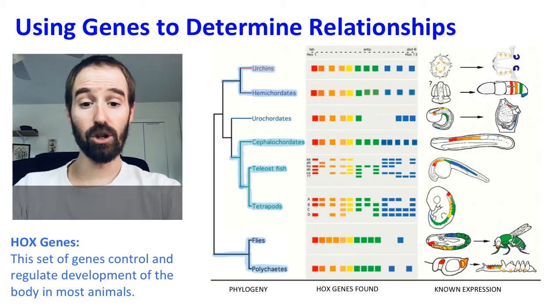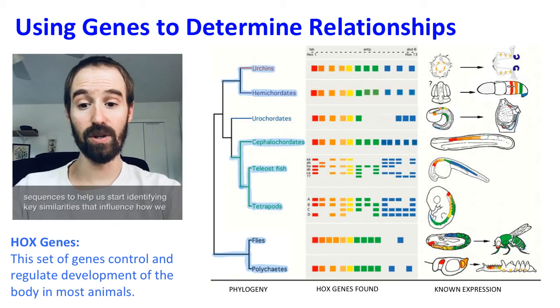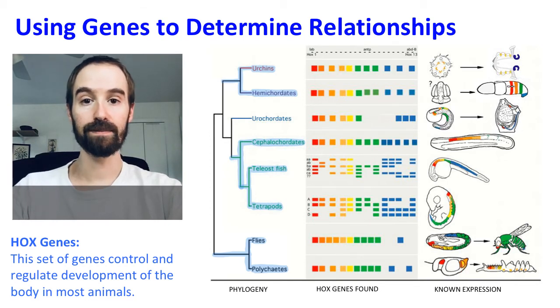Just like we did with derived characters, we can look for similarities in genes and genetic sequences to help us start identifying key similarities that influence how we build our trees.